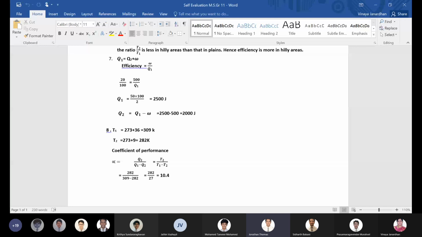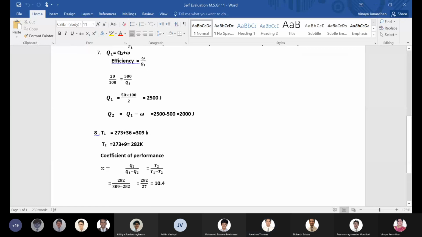Ma'am, the last two questions, they're 2 marks, right? Last two, 7 and 8, are 2 marks each. Okay, ma'am. So coefficient of performance is all for refrigerator and cooling devices. 7th one is pertaining to your heat engines. How efficient is your heat engine?